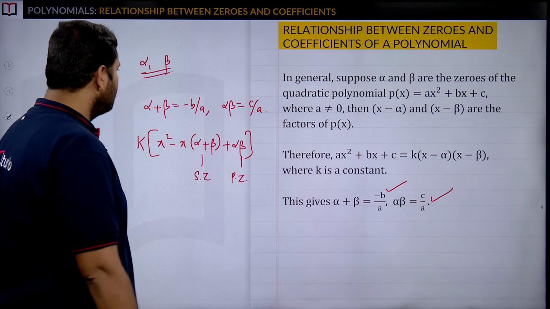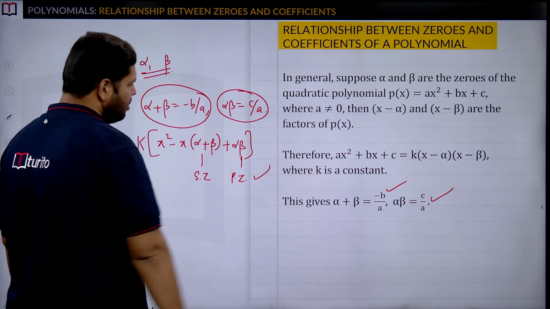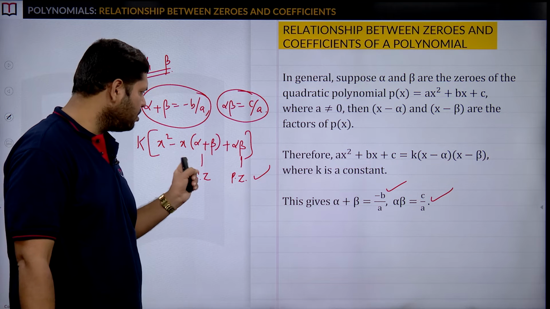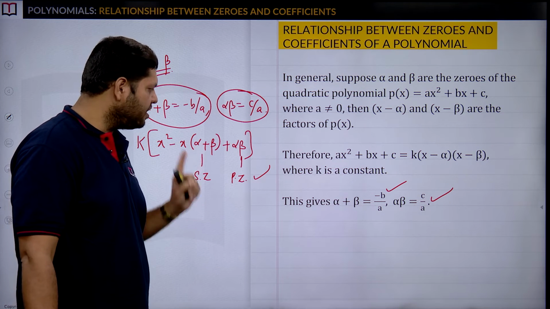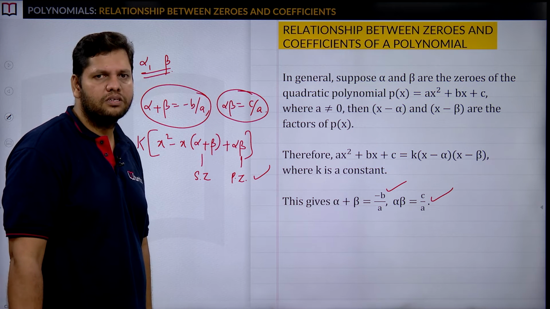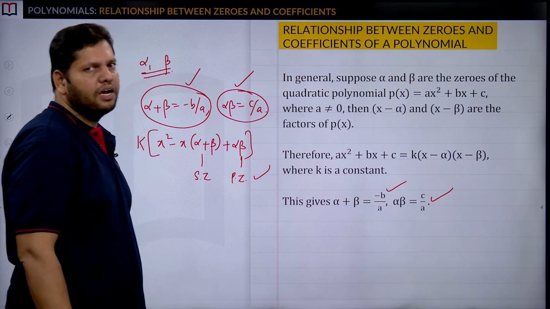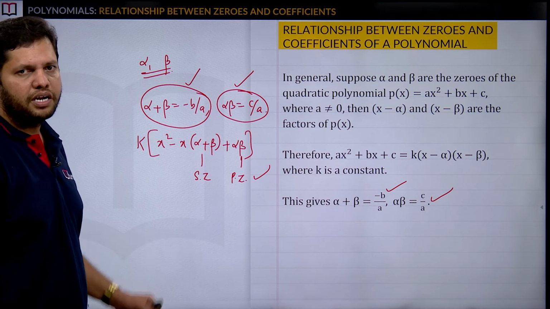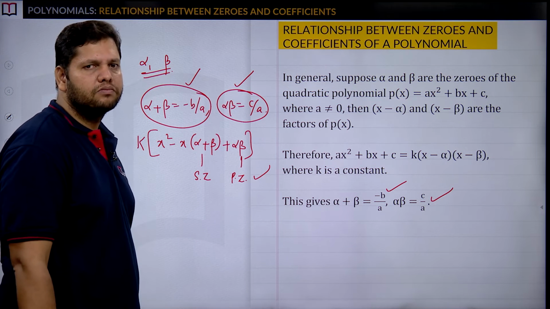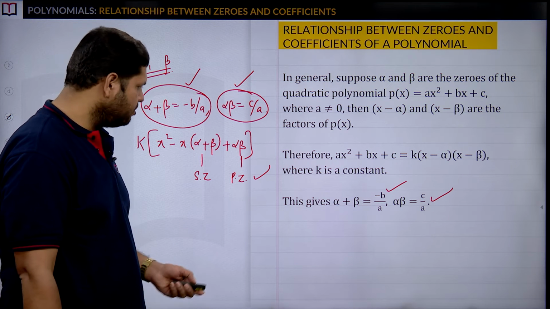Okay, children? If the question gives the alpha plus beta value and the alpha into beta value, we can form a quadratic polynomial as k into x square minus x into alpha plus beta, that is the sum of the zeros, plus alpha into beta, that is the product of the zeros. Clear, children? Any doubts regarding this formula? You can apply this formula when you know the alpha plus beta value and the alpha into beta value. Then we can apply this formula directly, children. No issues. Write down the formula, and you will get the answer directly. Okay, fine, children.